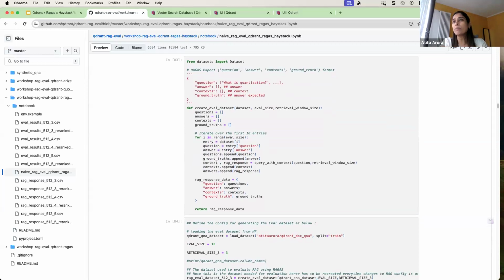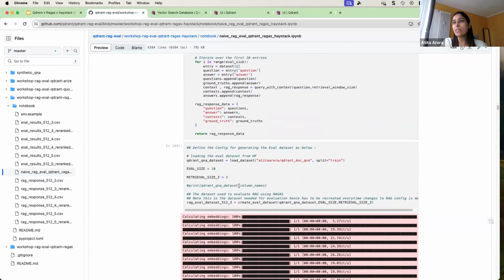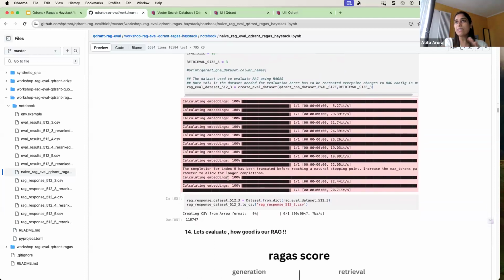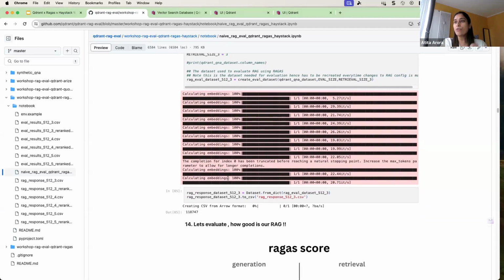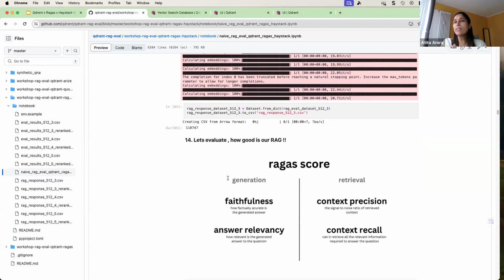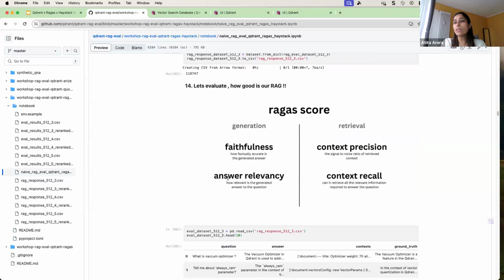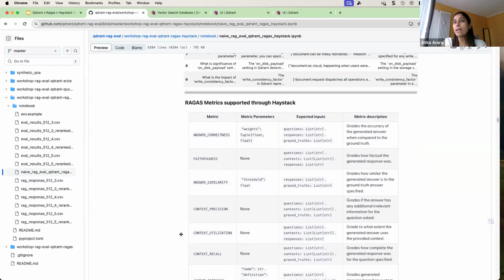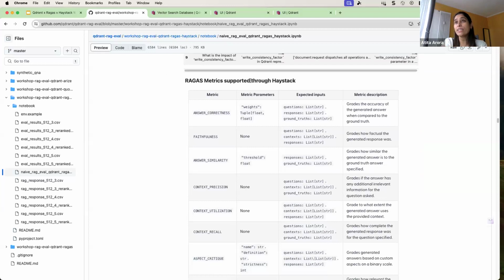And this is how I'm going to be generating the evaluation dataset. As you can see, I'm experimenting with different retrieval sizes. So I would generate 3 different sample datasets, one for retrieval window of 3, 4, and 5. And then I would be processing them through RAGAS to account for all the metrics that it supports through Haystack. So I'm using the RAGAS integration here, which is provided through Haystack.